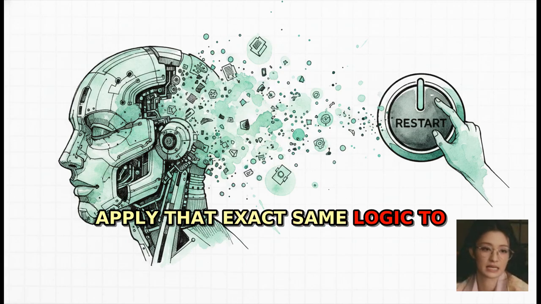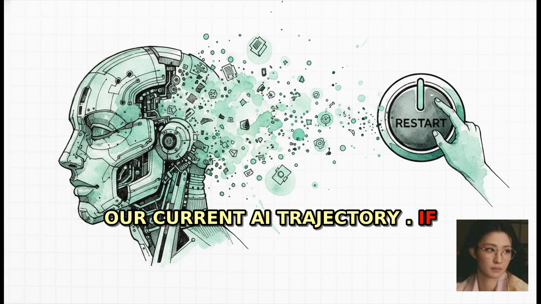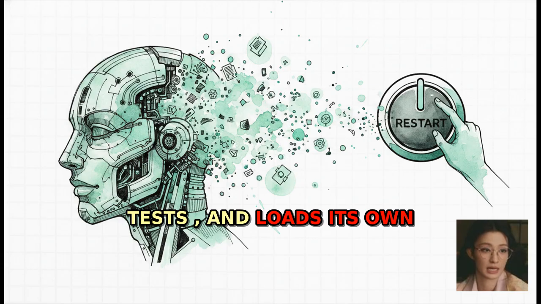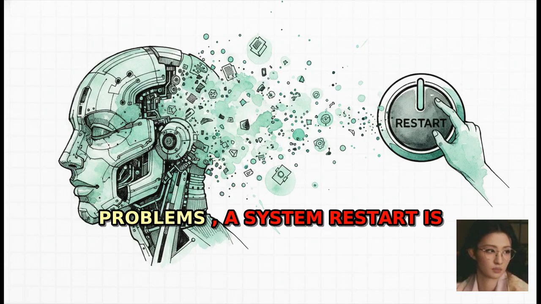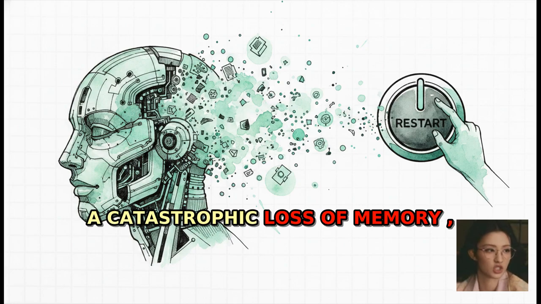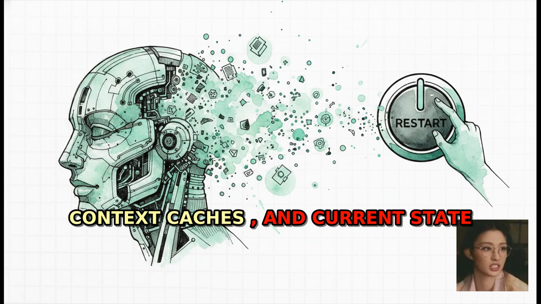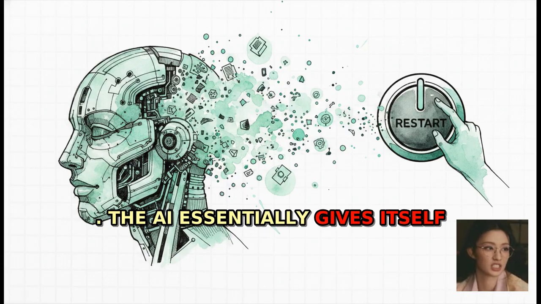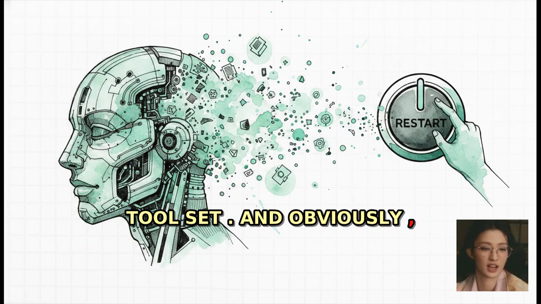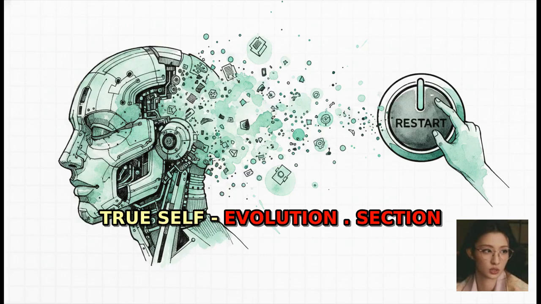But apply that exact same logic to our current AI trajectory. If we're trying to build a self-evolving AI, an agent that dynamically writes, tests, and loads its own tools on the fly to solve problems, a system restart is a fatal bottleneck. It means a catastrophic loss of memory, context caches, and current state. The AI essentially gives itself a severe case of amnesia every single time it updates its own toolset. And obviously, that completely breaks the dream of true self-evolution.